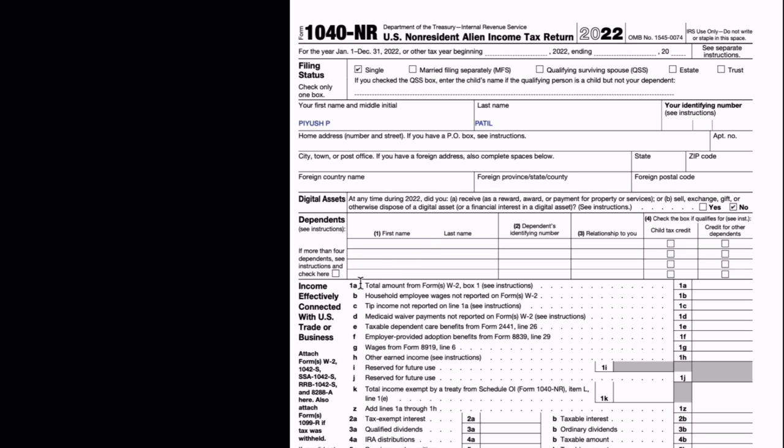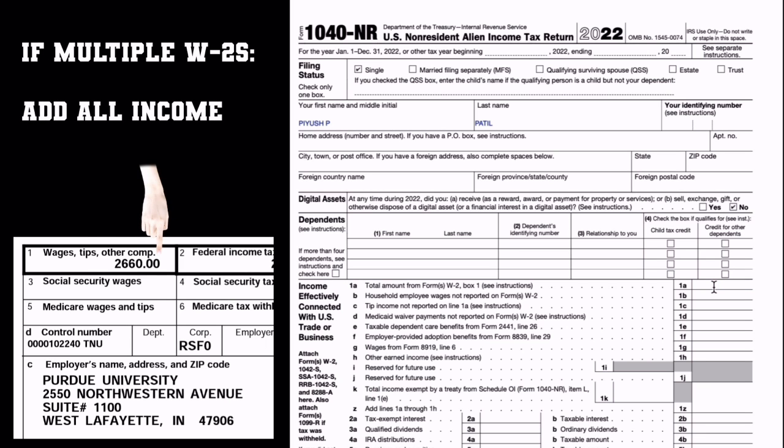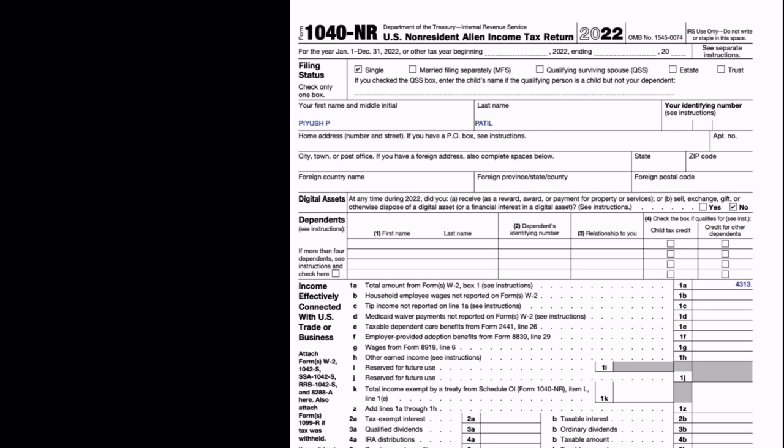So now coming to the first line, 1a, it asks for the total amount from Form W-2 box 1. So you can just pull out your W2 and add your total income from your W2. You might have one income, you might have two incomes, you have to combine both of them and enter the absolute total in this box. If you only have one W2, that will be an easier task. If you had multiple W2s, you just have to add the numbers and enter the total wages from box 1. For me it was 4313.16. Enter the exact amount, don't round it off.